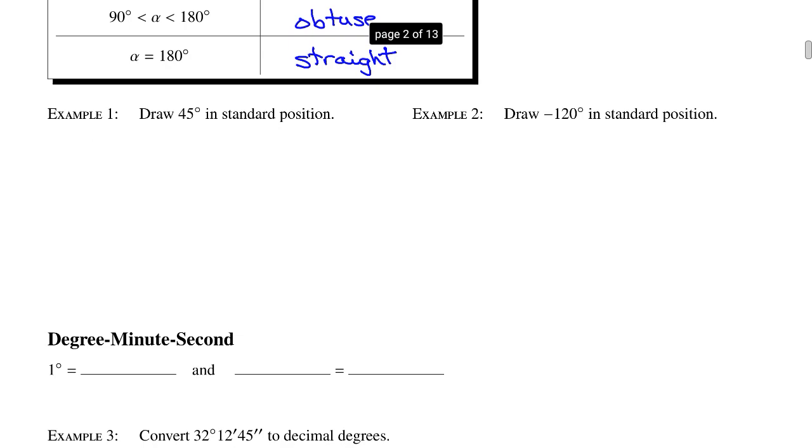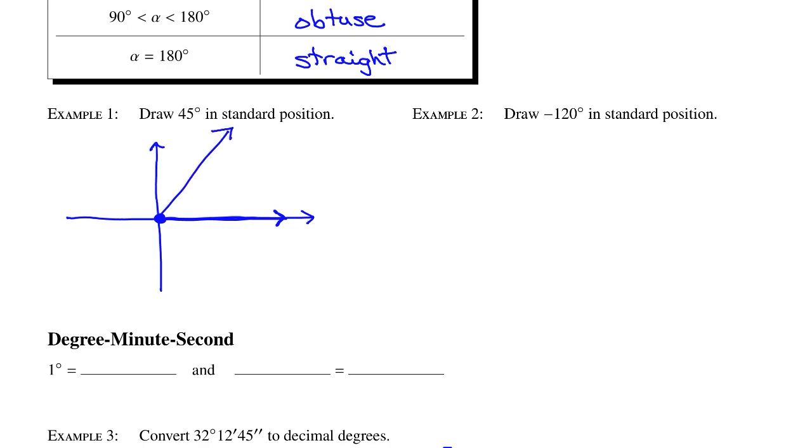Example 1, draw 45 degrees in standard position. Let's draw the grid here. For standard position, we have the standard position angle starting with the initial side on the positive x-axis, and the 45-degree angle splits the first quadrant in half. It opens up like this, and that's 45 degrees.